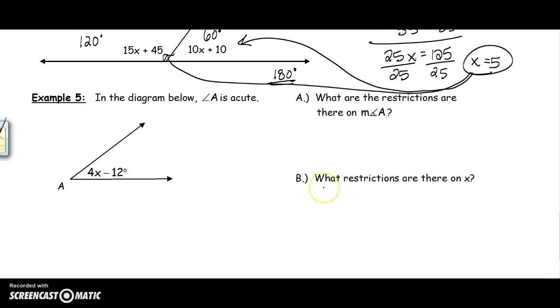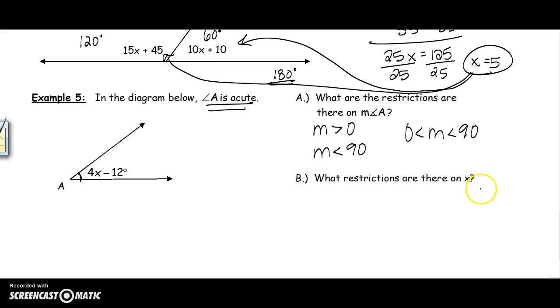This problem here, we've talked about, we touched on it. It says this angle here is acute. And it says, what are the restrictions? So ignoring this 4x minus 12, I want to know the restrictions on angle A. What is the lowest angle A can be, and what's the highest angle A can be? We've talked about this. We said the measure has to be bigger than 0, but less than 90. So another way you could write that is this, as a range.